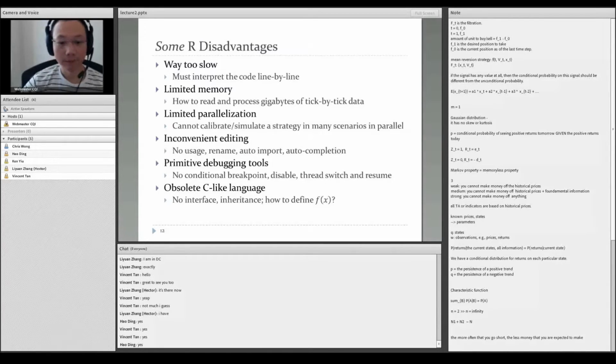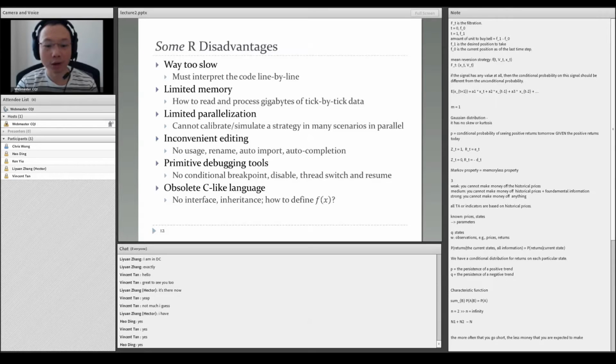Also, the R language and other scripting languages look more like C code. They are procedural languages, and there's no one unique interface that you can reuse. For example, how do you define a function in R? Different people define it differently. So the function that I define may not be usable in your software, and the function you define may not be usable in my R script. So they do not communicate.